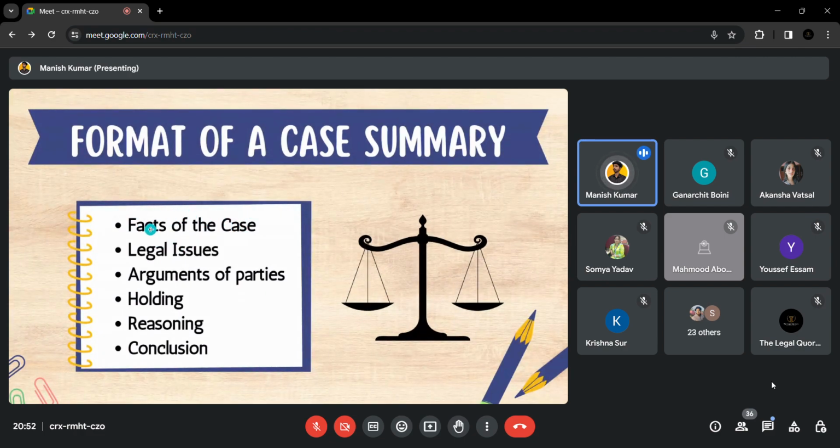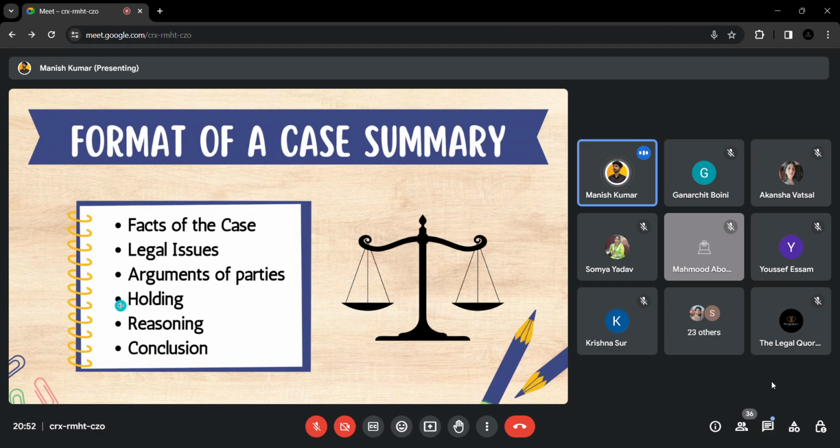Firstly, you need to briefly state the facts of the case. Thereafter, you need to include what legal issues were decided by the court. You need to number those legal issues, like if there are two major issues, issue number one and issue number two. Thereafter, the arguments: if it is a civil case, the argument of the plaintiff and the argument of the defendant. Thereafter, what was held by the court in that particular case, that is the judgment. So you have to specify explicitly what was held in that particular case.